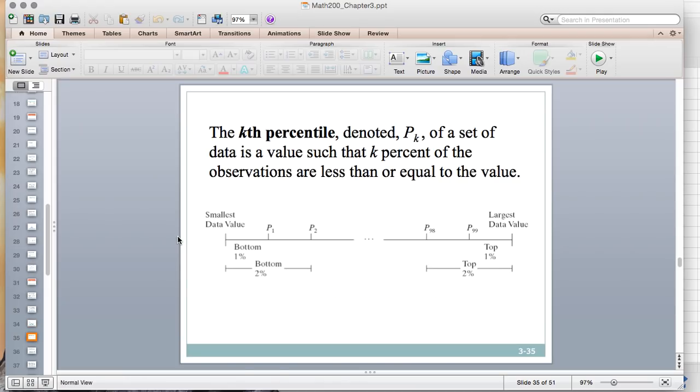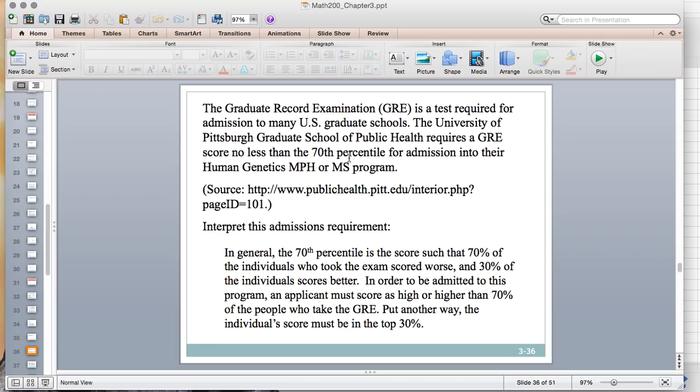Now, we also talk a little bit about percentiles in this chapter, just because it's important to actually know how to interpret a percentile. So the kth percentile, denoted p sub k, of a set of data is just a value such that k% of the observations are less than or equal to that value. So the easiest way to talk about percentiles is just to look at an example here, okay? So let's read the top part here.